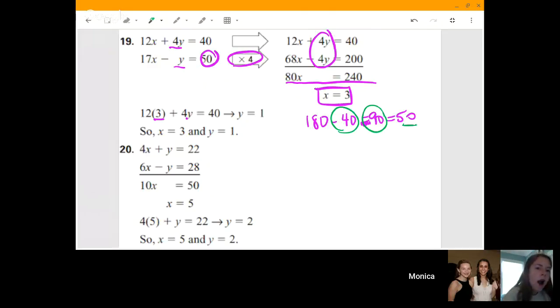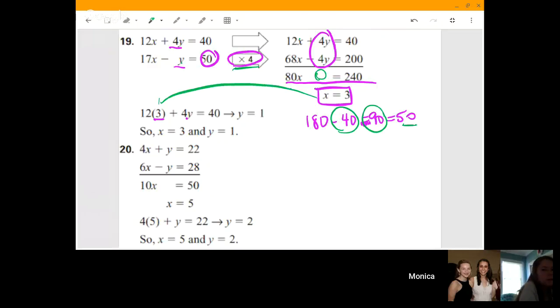So when we stack those on top of each other, well, 12 and 17 are weird. You're not going to be able to really easily get rid of 12 and 17. But if you look at the 4y and the minus y, we can just multiply through by 4. So that's what they did here. And you get 68x minus 4y equals 200. And then you add down. So 12x and 68x gives you 80x. 4y minus 4y gives you 0. And then 40 and 200 gives you 240. And again, you solve for x and get 3.